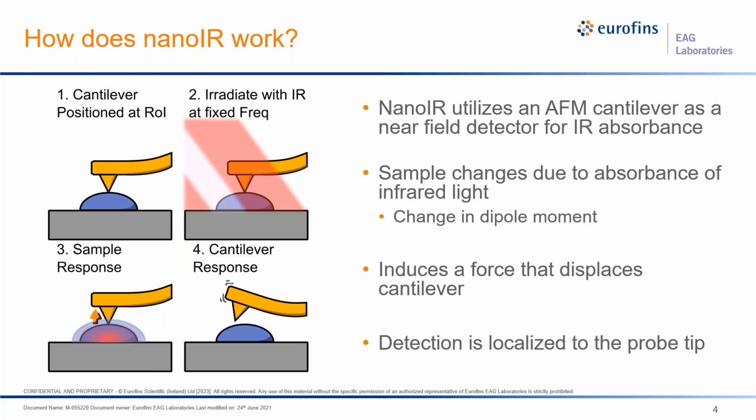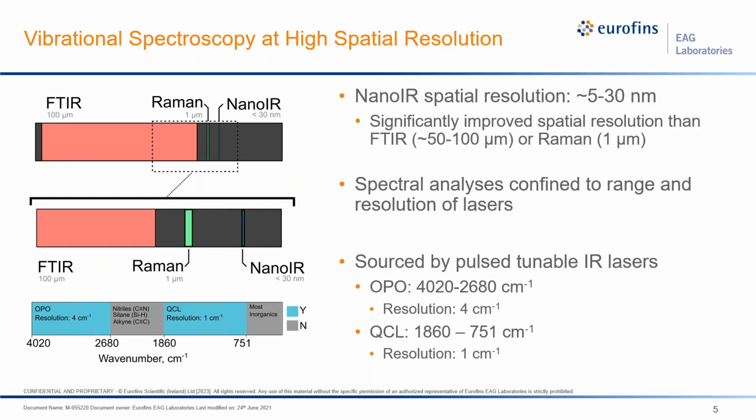And because this displaced force is local to the probe tip, we can essentially bypass the optical diffraction limit of these vibrational spectroscopy techniques. So what we're essentially working with is roughly 5 to 30 nanometers of spatial resolution, which is significantly improved relative to FTIR and Raman. But the range of analyses that you have access to is often limited to the laser sources that the nanoIR is supplied with.